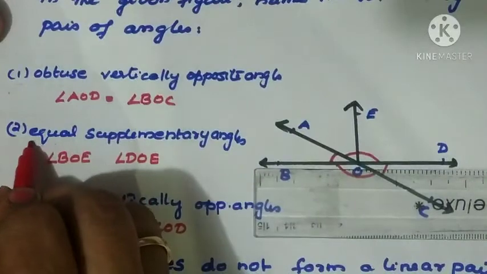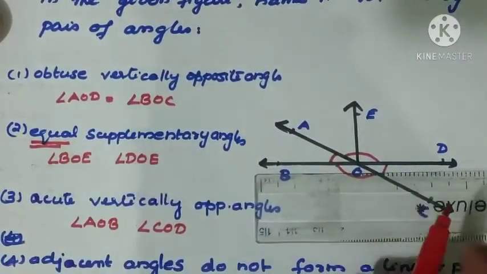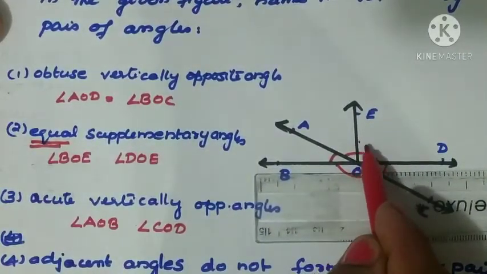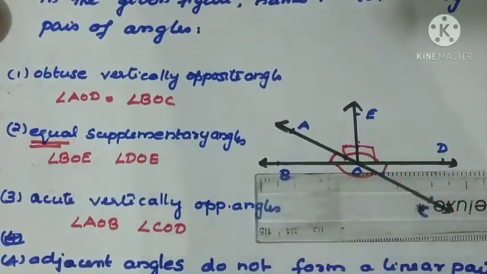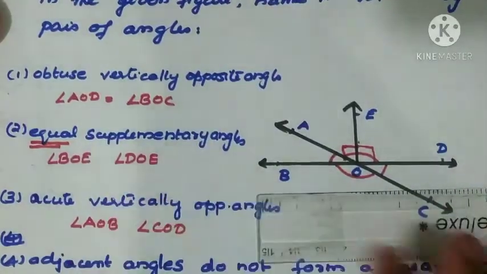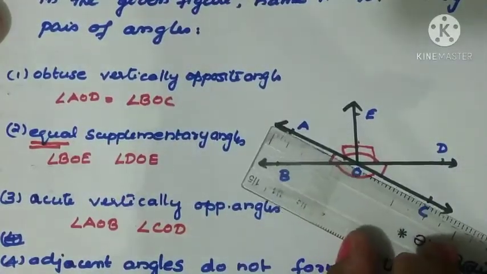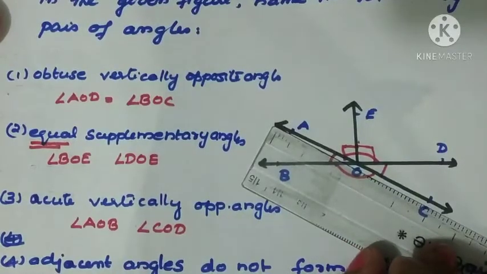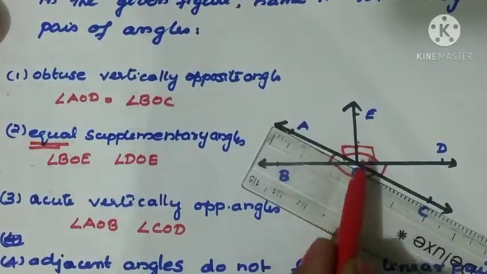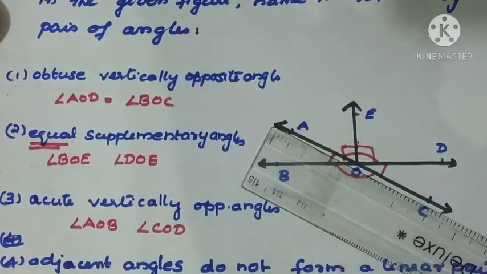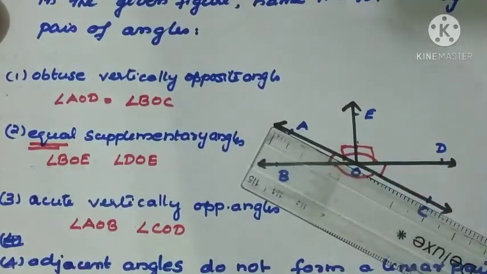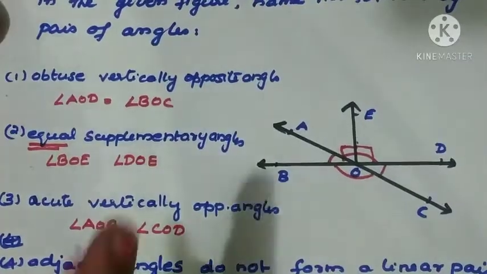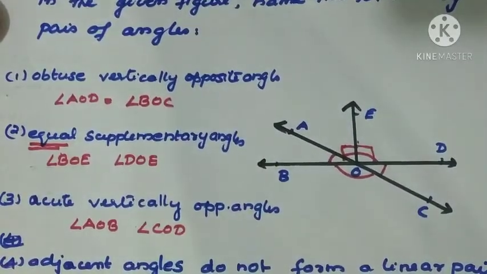But the word here is equal. Equal means each equal to 90 degrees, so the perpendicular direction is here, right? So BOE equals DOE. When we take this pair, AOE and COE, they are also supplementary angles only, because the sum equals 180 degrees, because of the line, but they are not equal. One is less than 90 degrees, one is more than 90 degrees. So that is why we cannot take that pair, because the question says equal supplementary angles.